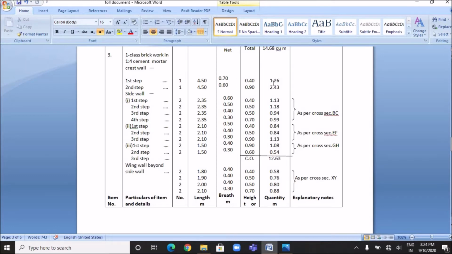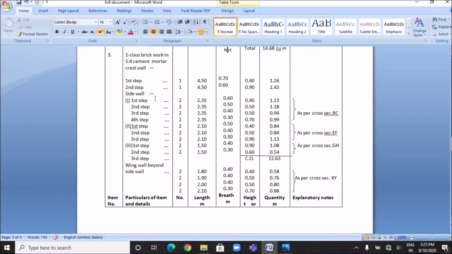So the quantity is calculated as 1.26 cubic meter. Similarly, for the second step of the crest wall, the number is 1, length is 4.5 meter and the breadth is 60 centimeter or 0.6 meter and the height is 0.9 meter and the quantity is calculated as 2.43 cubic meter.